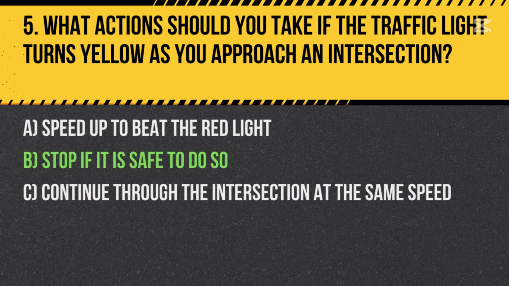Answer. B. Stop if it is safe to do so. A yellow light means caution, and you should stop unless you are too close to the intersection to stop safely.